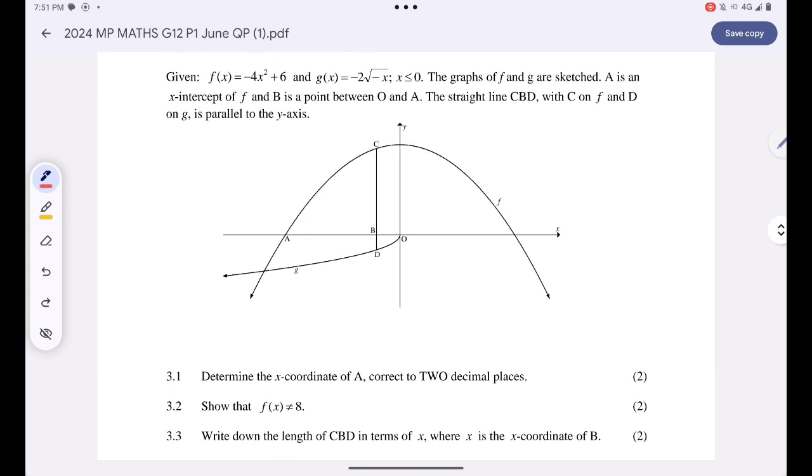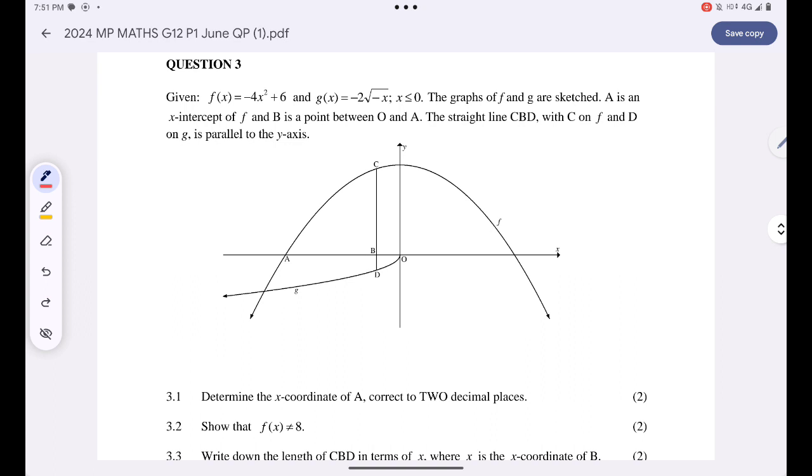Okay. We are given f of x and g of x, né? And then we are also given the domain of x, of g of x rather. And then we are told that the two graphs are sketched below. And then A is an x-intercept of f. And then B is just a point which is between O and A.